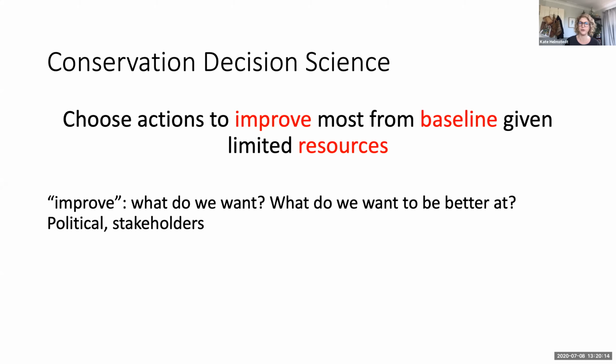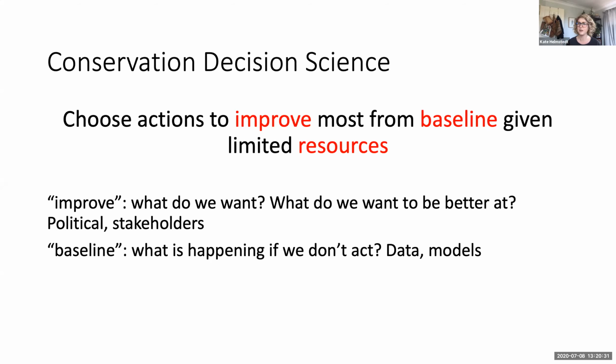For example, improve. What do we actually want out of these systems? What do we want to actually be better at and improve in our environmental systems? And we might get information like this from our understanding of political decisions or from stakeholders. The baseline itself is really complex, so we need some idea of what's happening in our systems if we don't act. And Matthew will speak a little bit more to that, and we've heard a lot about that in previous weeks and themes as well. It's things that we can get from data and models and understanding of the current processes in the ecosystem.